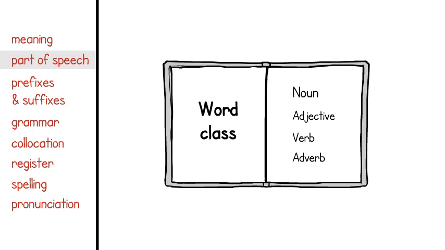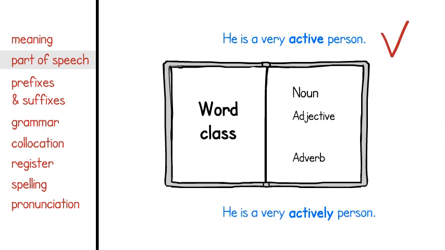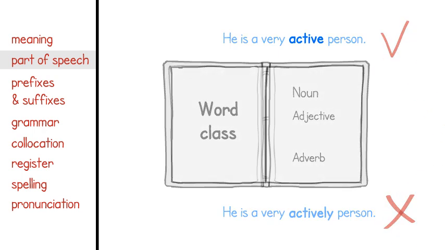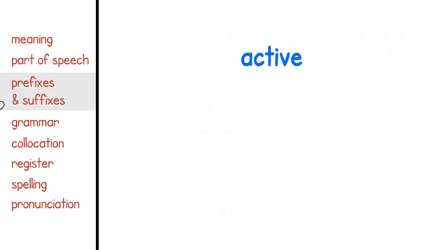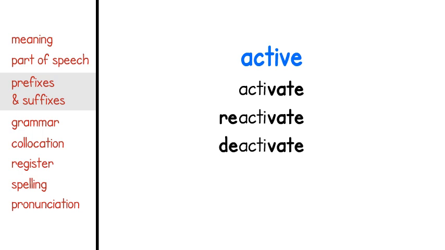For example, the word active is an adjective, and its adverb form is actively. So we can say he is a very active person, but not he is a very actively person. We can also take a word like active, and by using prefixes and suffixes, make many other words, such as the verbs activate, reactivate, and deactivate, or the nouns activity and activation.